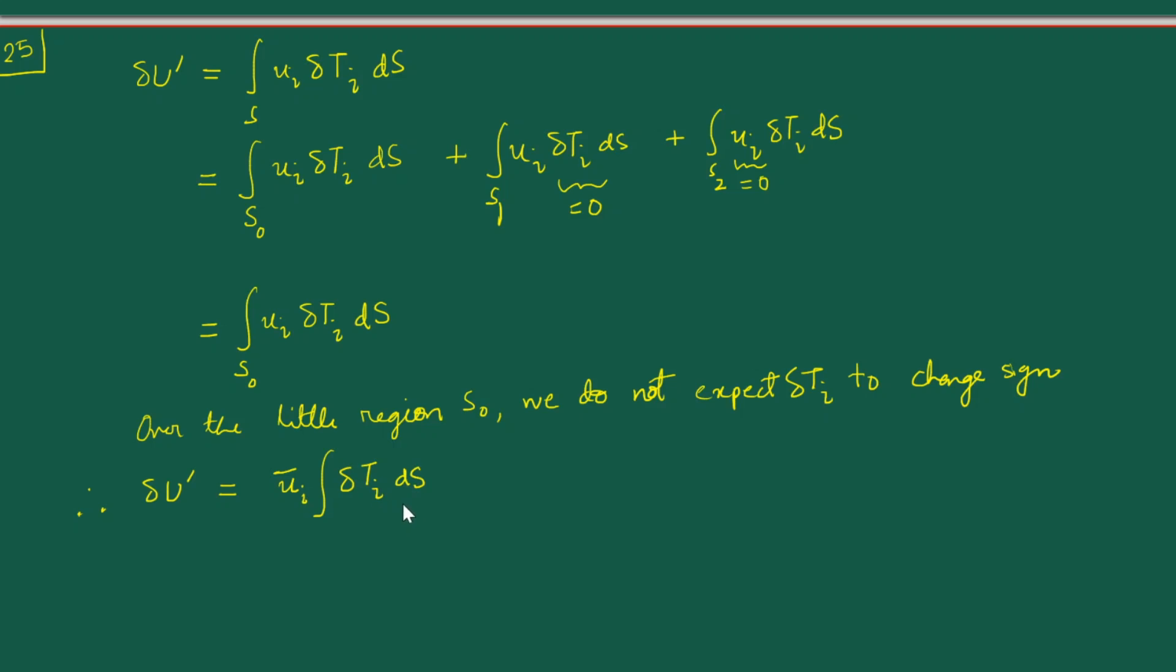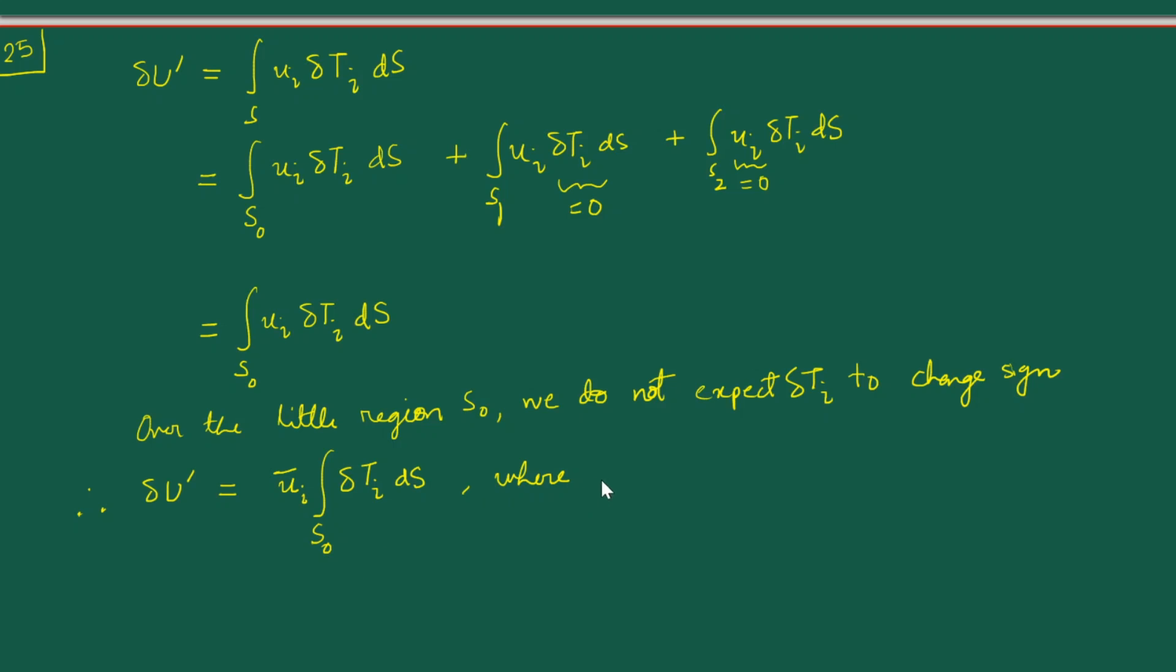So just like in the statement of the theorem of the mean for integrals, we had taken out a certain value k of f of xy, where k was a certain value within that region. Similarly, this ui bar is a certain value of the ui function within the region S naught.